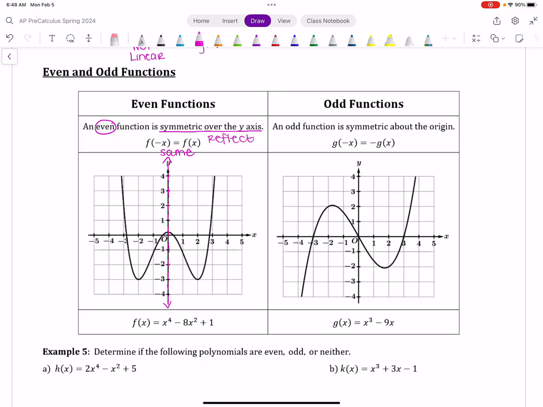f of x here is an even function. An odd function is symmetric about the origin. Remember, the origin is (0, 0). And when we are symmetric about the origin, that is rotational symmetry, so it rotates. And when it is an odd function, g of negative x is the opposite of g of x, or the opposite of your original function.